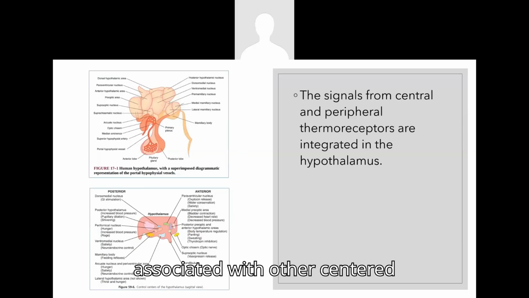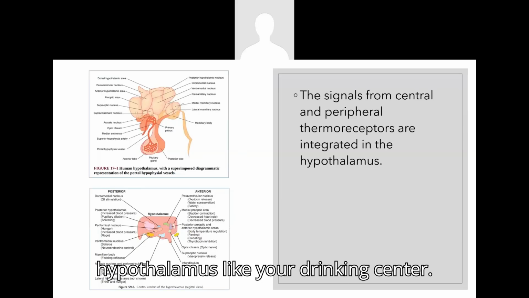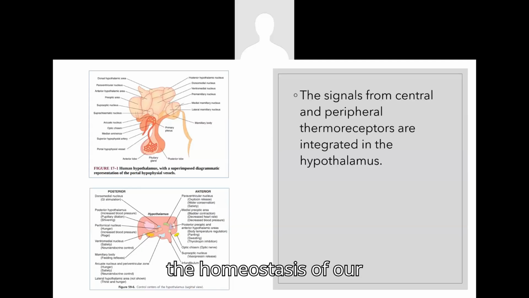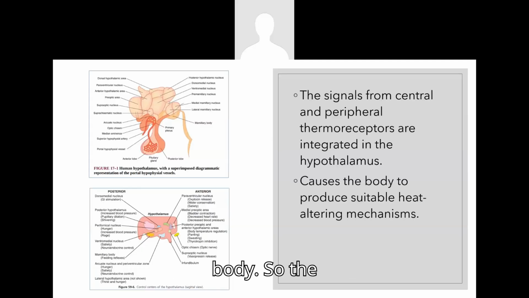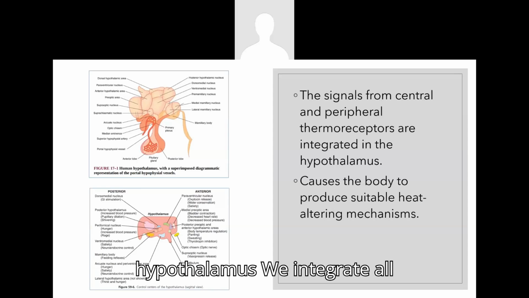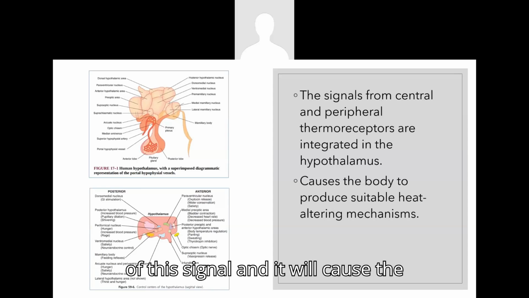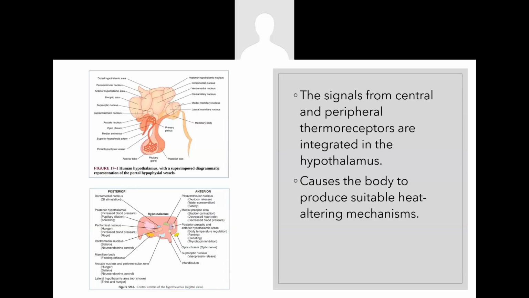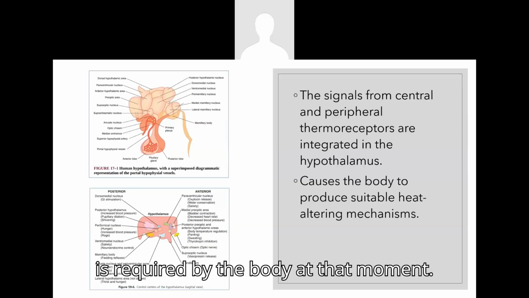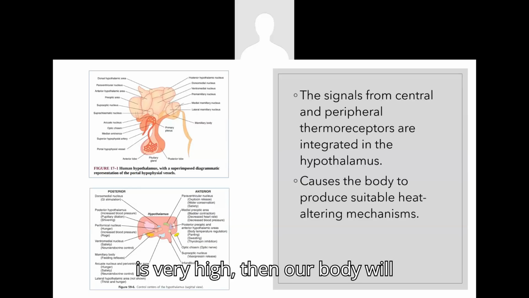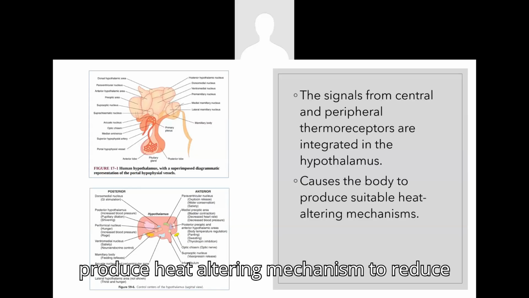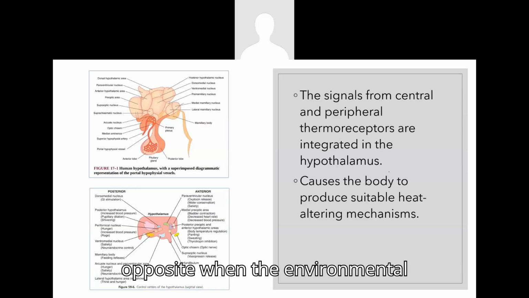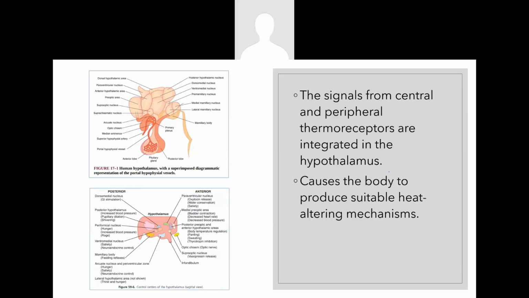This is associated with other centers in the hypothalamus, like your drinking center. All of those are important in maintaining the homeostasis of our body. So the hypothalamus will integrate all of these signals and it will cause the body to produce suitable heat altering mechanisms, which is the one required by the body at that moment. So if the temperature of the environment is very high, then our body will produce heat altering mechanisms to reduce the body temperature. And it's the opposite when the environmental temperature is low.